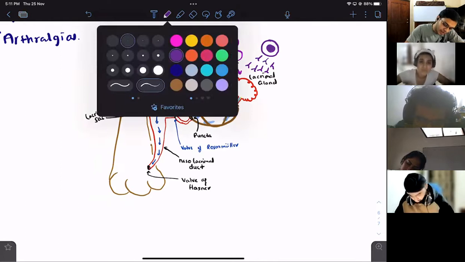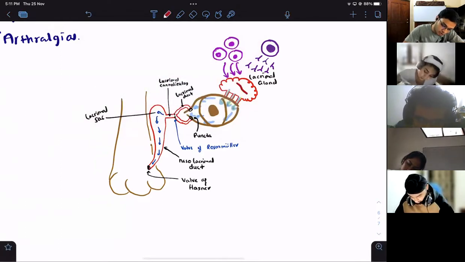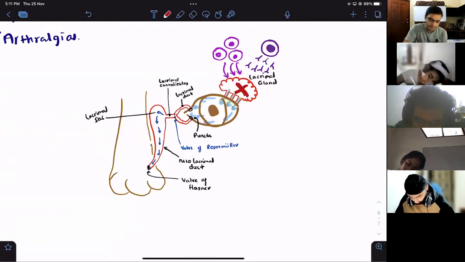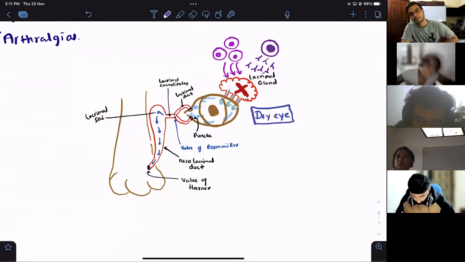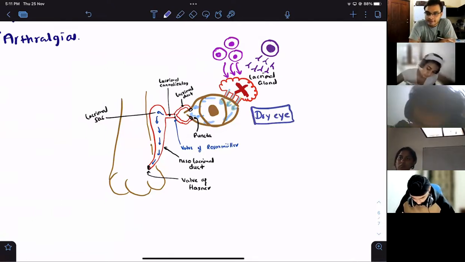So what are we going to have, guys? We are going to have autoimmune destruction of the lacrimal glands. This is going to give us what? A dry eye. Dry eye.